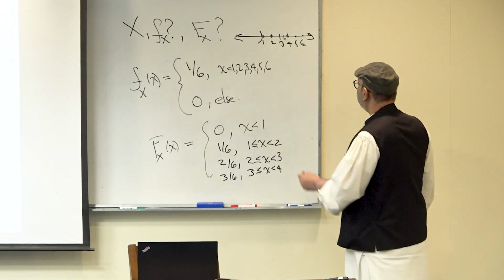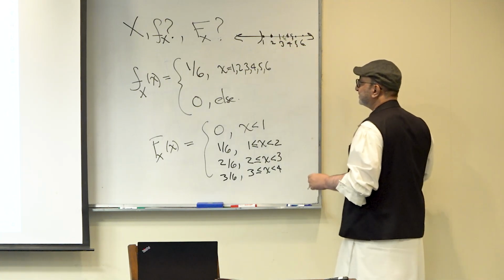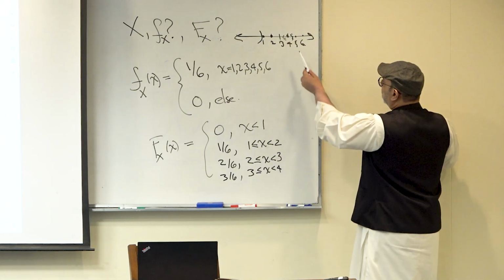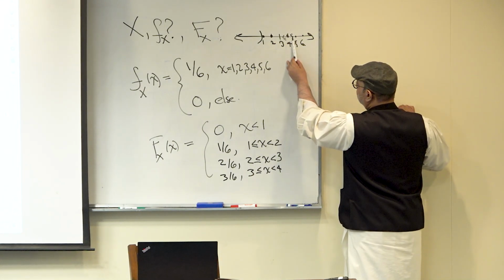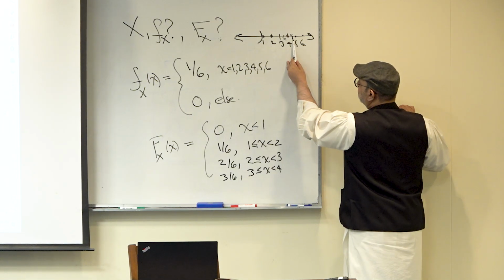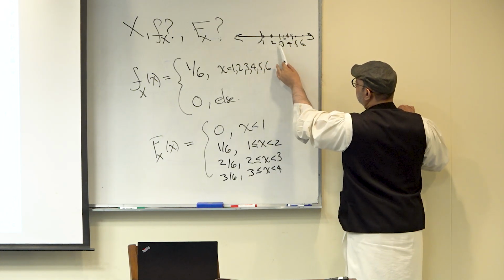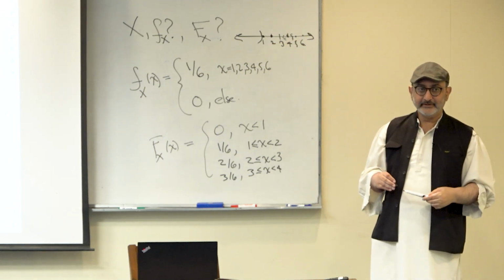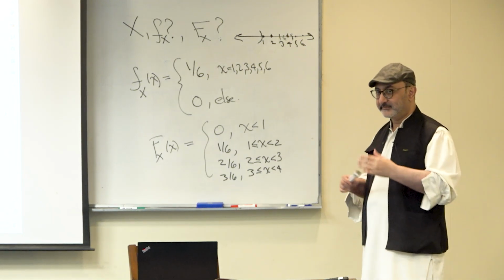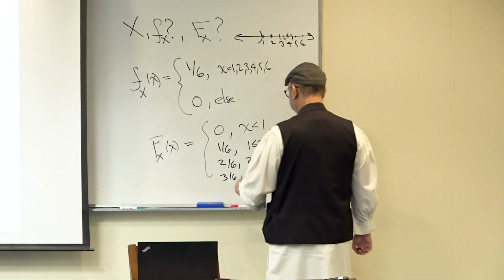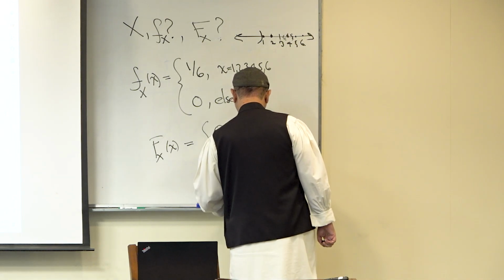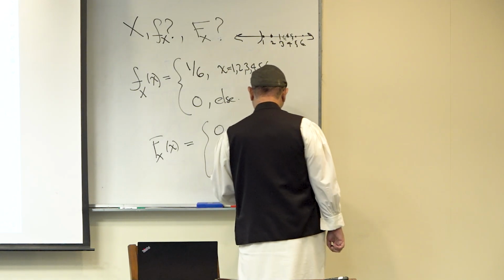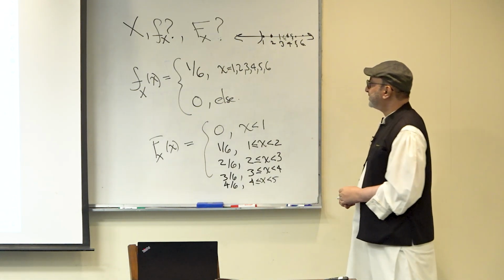What about numbers somewhere over here? Well, the probability that x takes this number, or less than or equal to that number, is the probability that x is equal to 1, 2, 3, or 4. And the probability of rolling a 1, 2, 3, or 4 for a fair die is 4 out of 6. And that works right up until you reach 5.